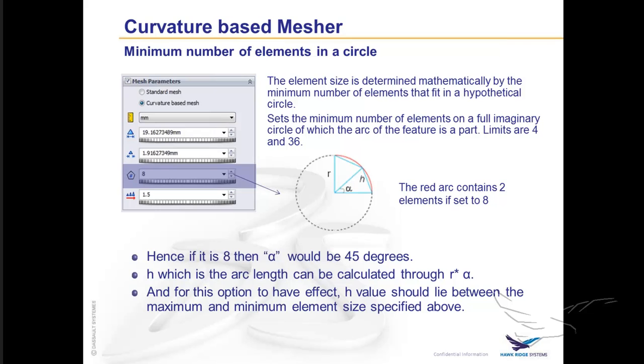What it's actually doing is it utilizes this value that we key in, and also the minimum and maximum element size. And the way that it determines the number of elements it should place on the curve is determined by an imaginary circle. So let's say we use the value of 8 here, and let's assume that our h lies in between our minimum and maximum value. And basically, we'll see that in an imaginary circle, minimum elements are set to 8, so we'd have 2 elements for this red arc. So if we increase this to 16, we would have 4 elements on this red arc, assuming that this red arc was a feature in one of our models.